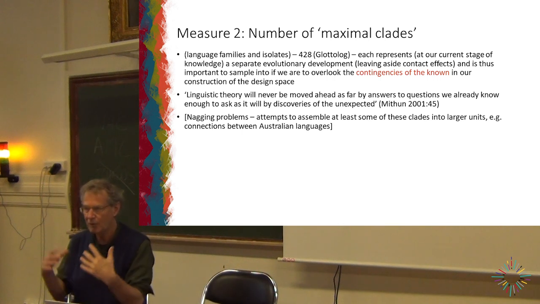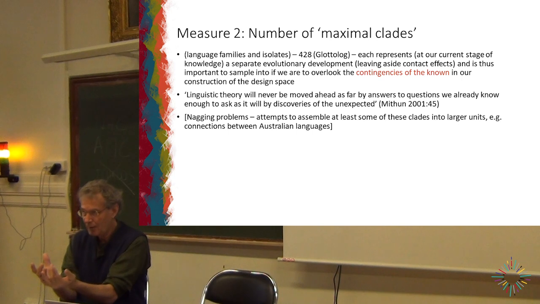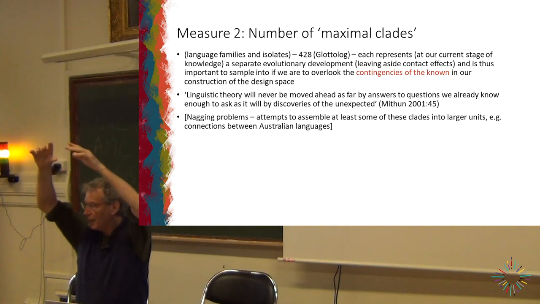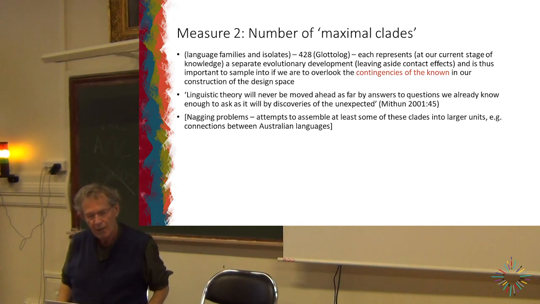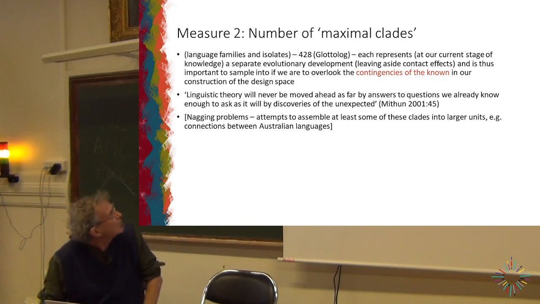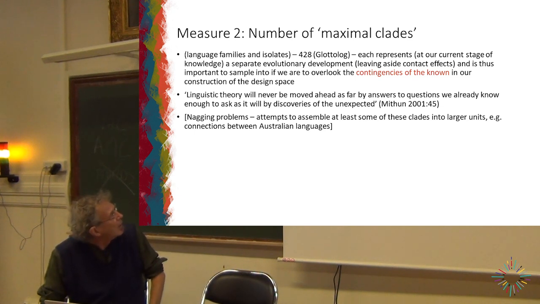contingencies of the known. So that is, you get transmission of traits together and you think, oh yeah, this goes with this. Well, the reason it goes with that is it went with that further back in time in an ancestral state. And that's what's sometimes known as Galton's problem. I think I mentioned that in a later slide. That is, we have to make sure to get away from that.